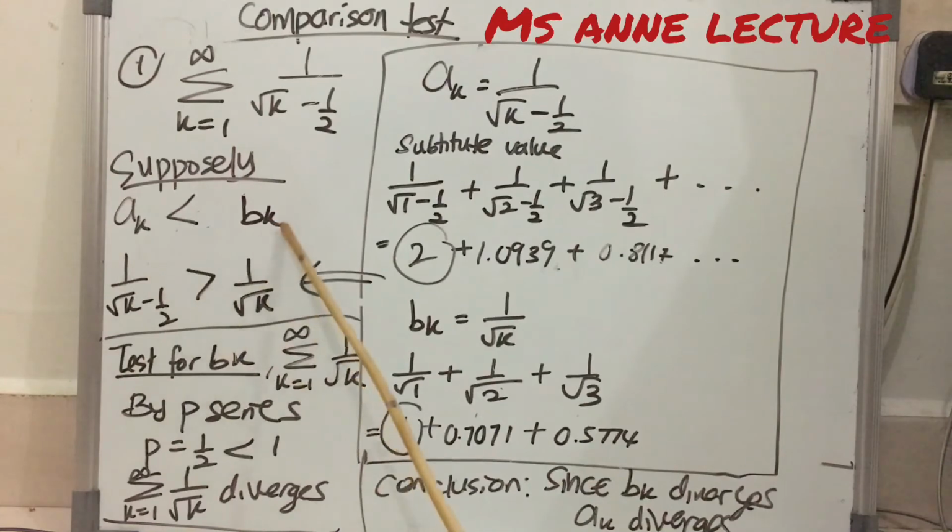So it denies the assumption that b_k is greater than a_k. That's why here we say that a_k is greater than b_k.